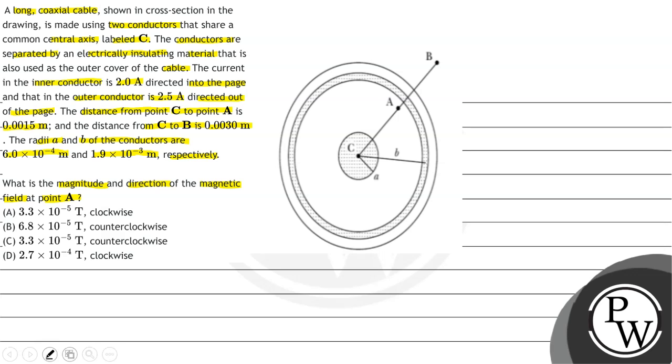So now let's see the answer. First, we see which concept will be used. Here we will use Ampere's circuital law. According to Ampere's circuital law, we can write the equation: closed integral of magnetic field B dot dl equals mu naught multiplied by I. Here mu naught is the magnetic constant, I is the current, and B is the magnetic field. And here the current is inside the loop.